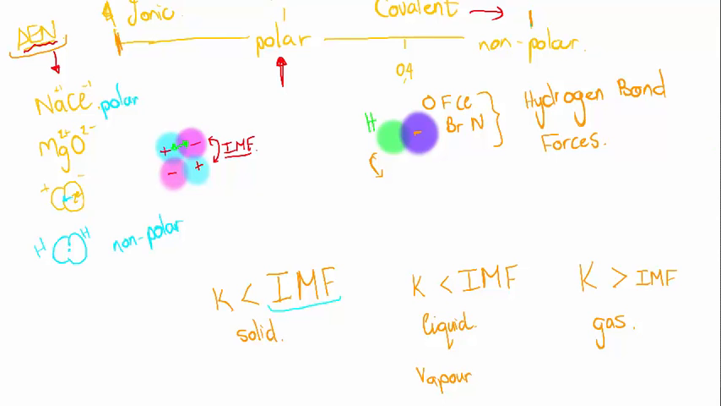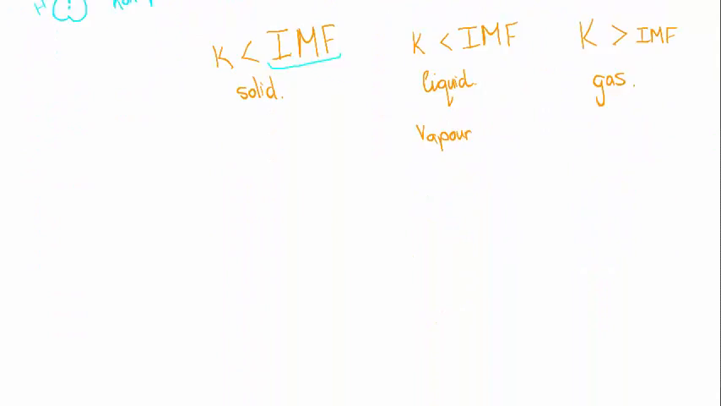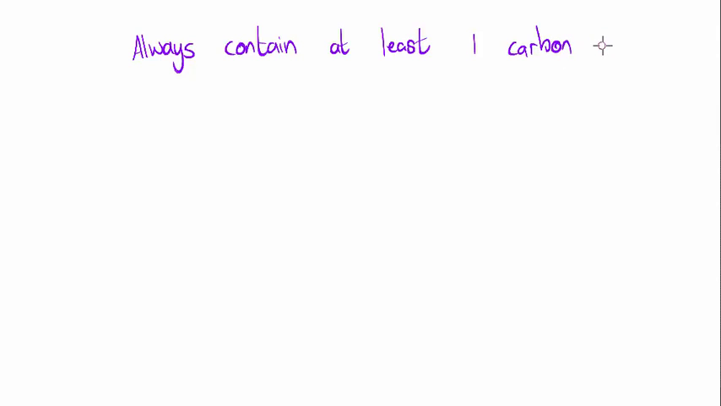So let's go to organic chemistry and try and understand all of that. I'll get back to this in just a minute. First of all, you need to know that organic chemistry always contains at least one carbon atom. So if something contains a carbon atom, it forms part of organic chemistry.